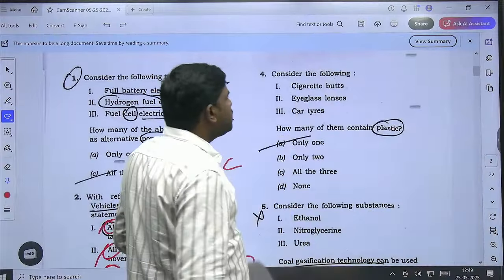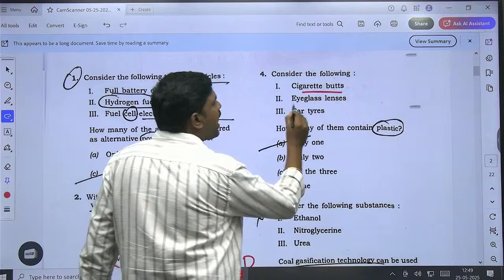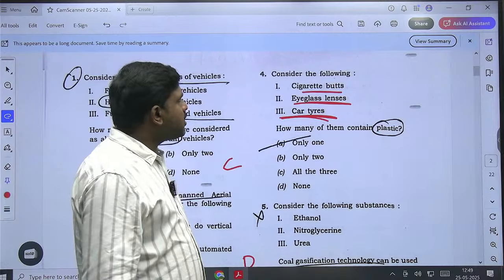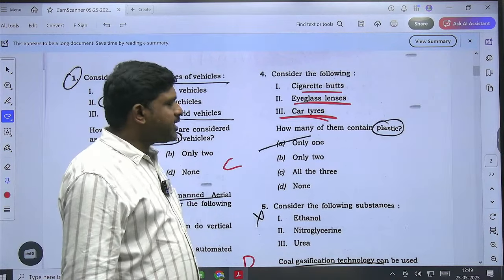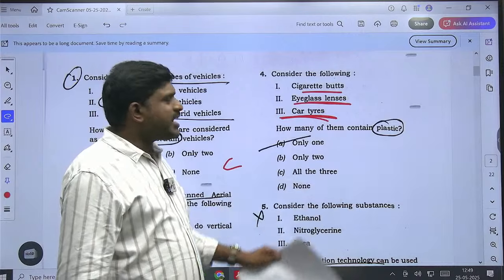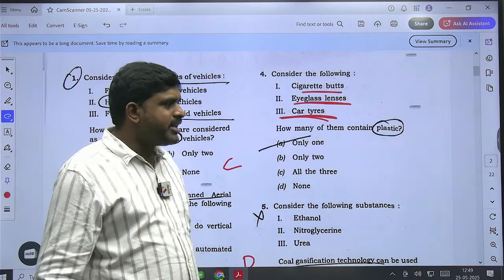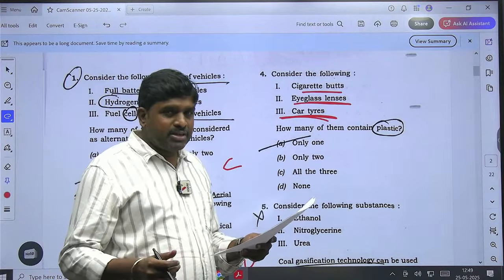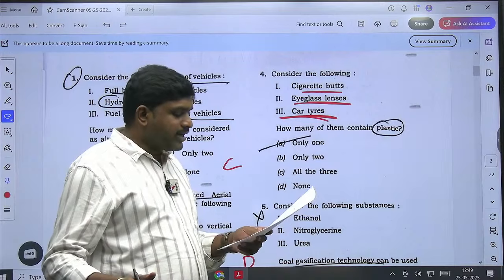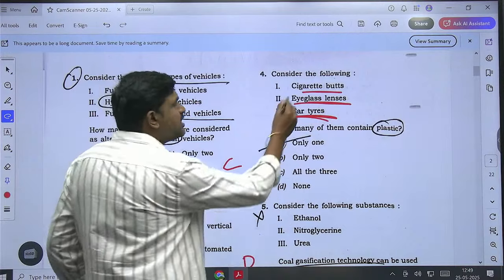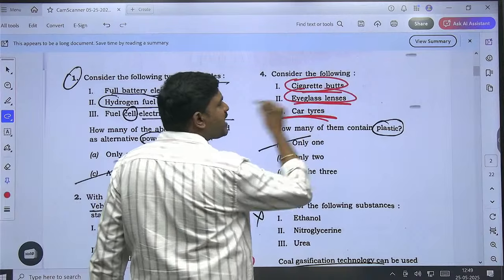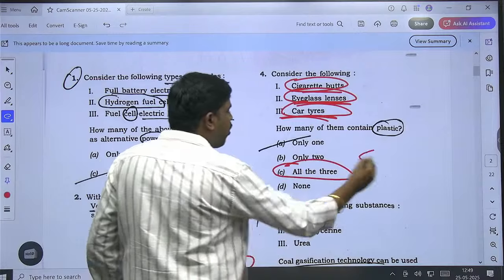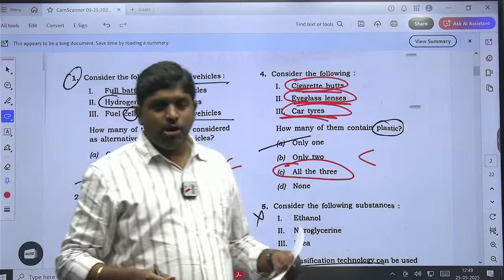Consider the following: cigarette butts, eyeglass lenses, car tires. How many of them contain plastic? In this, how many of them contain plastic is the question. So plastic constitutes of what? Fourth, cigarette butts, eyeglass lenses and car tires all contain plastics. Yes, cigarette butts also have plastic, eyeglass lenses also have plastic, car tires also have plastic. So the answer is C, all of the above. So fourth answer is C, all of the above.